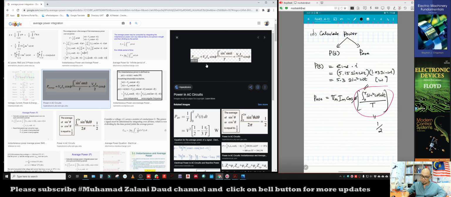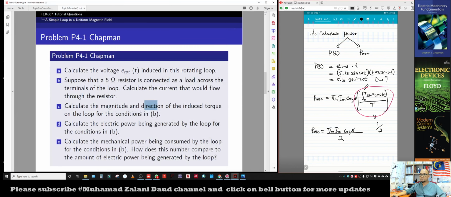So actually the average power is VmIm cosine phi divided by 2. So that is the average power. For this particular case, in my test or exam question, what I'm going to ask you is to just determine the instantaneous power. But in this case, let me just show you how you can calculate the average power.